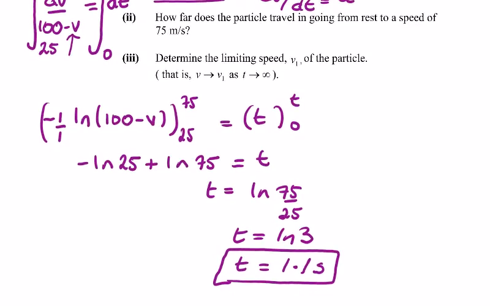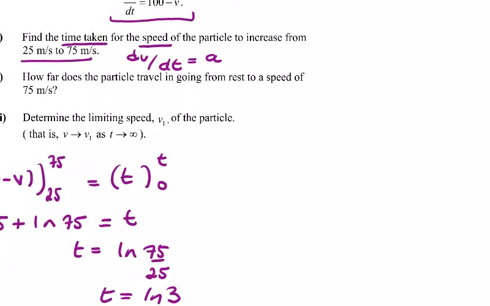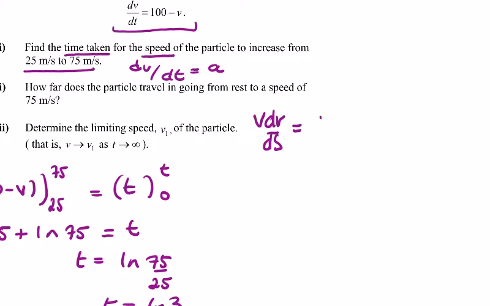Part 2, how far does the particle travel in going from rest to a speed of 75? I'll bring it up here. So we have acceleration, which is also v dv/ds, which if you don't know, you should know. So v dv/ds is 100 minus v. So we divide across by 100 minus v, so v over 100 minus v dv is equal to ds.